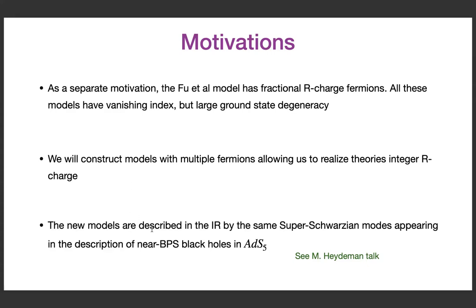This is not the behavior that happens in black holes in higher dimensions, where usually the fundamental charge is related to the charge of the supercharge, and also they have non-vanishing index, they have a large ground state degeneracy. So in the second part of the talk, I will construct some generalization of these models that behave a little closer to black holes in higher dimensions, for example, this near 1/16 BPS black hole in AdS5. And if you're interested, you can see Matt's talk next week, I think, or the other.